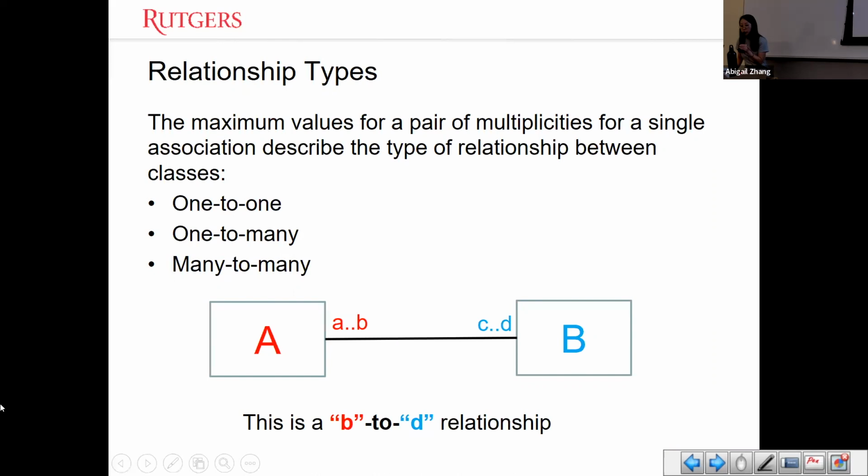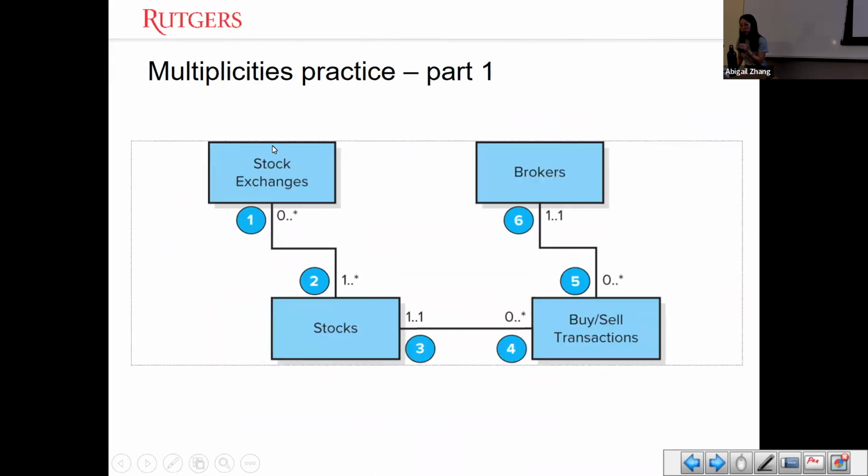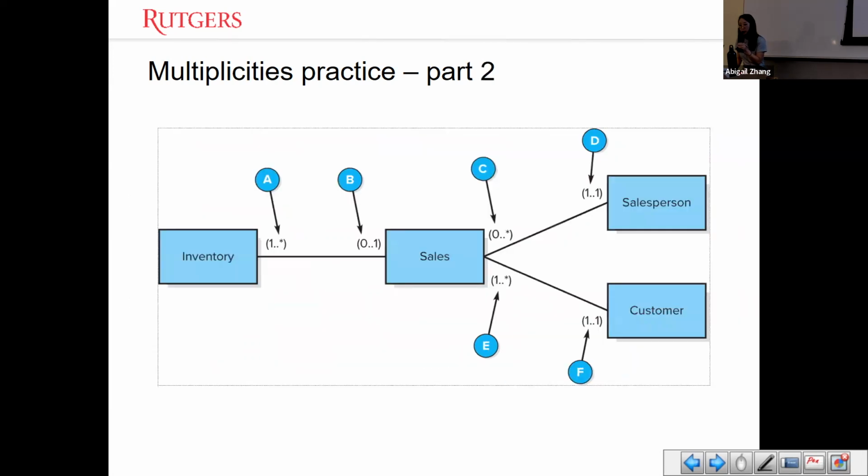So that's an example of one-to-one relationship. And for many-to-many relationship, let me give you an example. We can see this stock exchange and stocks. So we say that one stock exchange can have multiple stocks, and one stock can be listed in multiple stock exchanges. So in this case, we're talking about a many-to-many relationship.